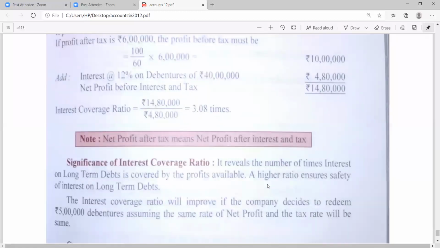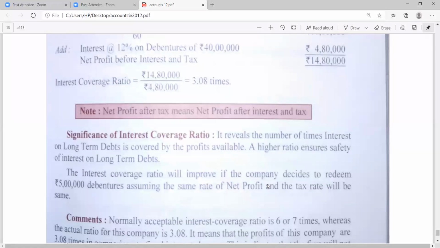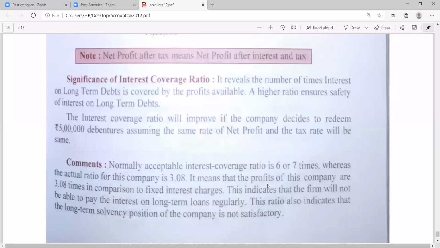Now, if we have to comment, normally the acceptable interest coverage ratio is 6 or 7 times, whereas the actual ratio for the company is 3.08. It means the profit of this company is 3.08 times in comparison to the fixed interest charges. This indicates that the firm will not be able to pay the interest on long-term loans regularly. This ratio also indicates that the long-term solvency position of the company is not satisfactory.